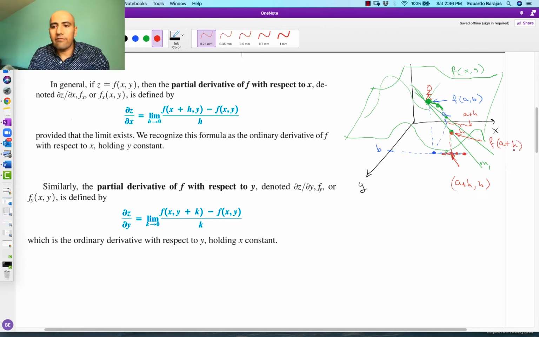Right, we evaluate our function at a plus h, comma b. Oops, forgot the b. That's this point right here. And we find that secant line. And then we let this get closer and closer and closer to this point. And as we do, the resulting points traveling in this 3D function will get closer and closer to the target point. And we're interested in the tangent line at that point.